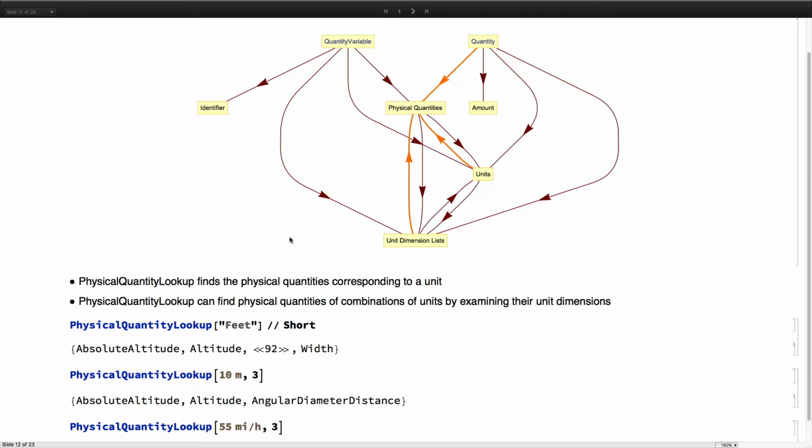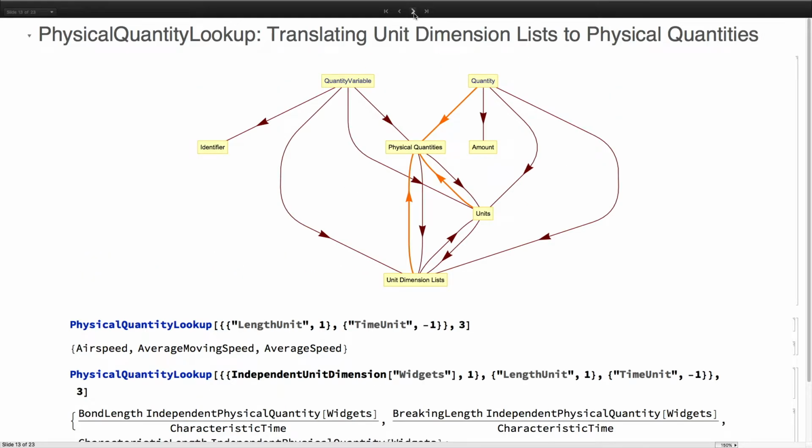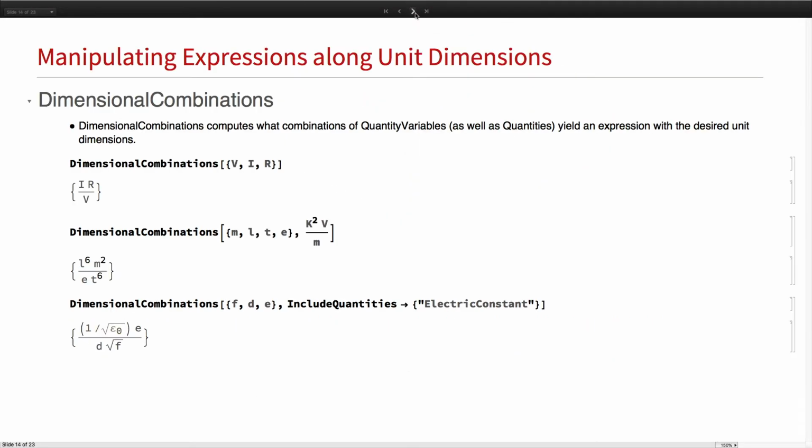All right, so moving along. This will work on combinations as well, an example down there. And it also, of course, works with unit dimension lists, because that lets us complete this diagram. And it'll work with independent units, though in that case, we'll probably have to construct some combination of physical quantities to return something that actually matches a physical quantity.